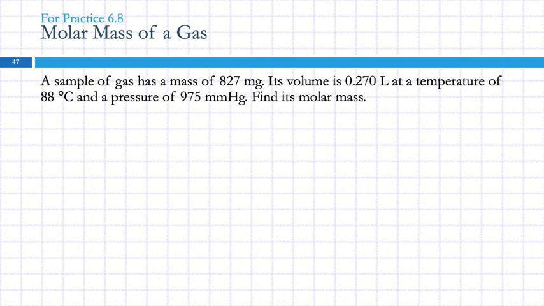So a sample of gas has a mass of 827 milligrams. Its volume is 0.270 liters at a temperature of 88 degrees Celsius and a pressure of 975 millimeters of mercury. Find its molar mass.